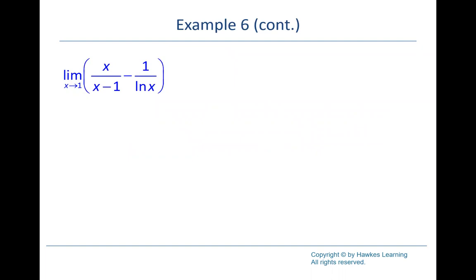So combining our fractions with a common denominator, we get the following expression. I strongly encourage you at this point to pause the video and work out this algebra yourselves. Make sure that you do get this same expression here.